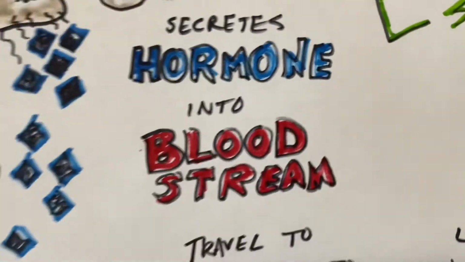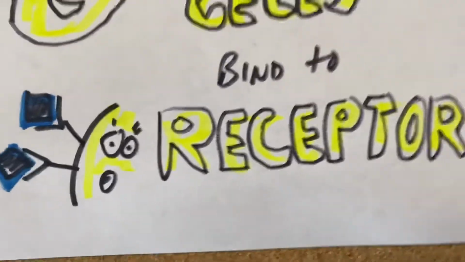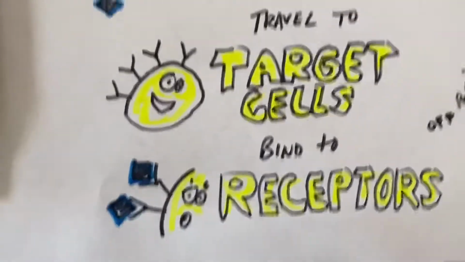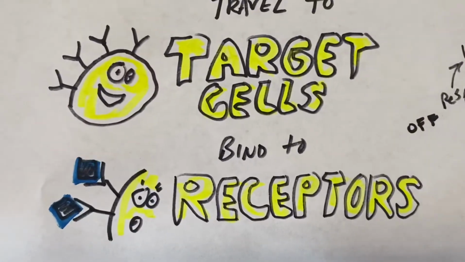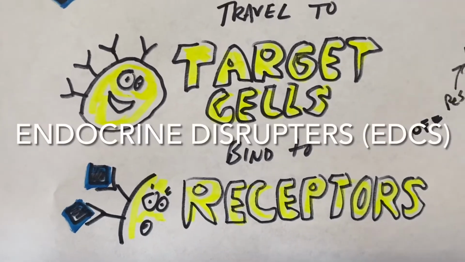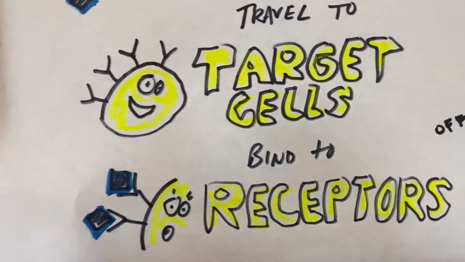And then, of course, once a hormone reaches a target cell, if it binds to the receptors on the target cell, it causes a stimulus. Now, it causes that cell to do something. Today we're talking about, what do we call them? Oh yeah, endocrine disruptors.